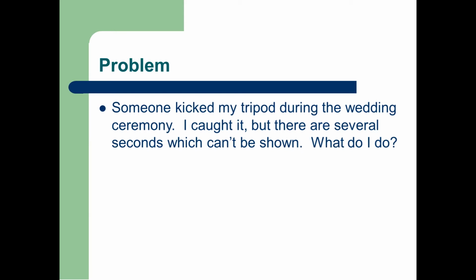So you want to always shoot something called B-roll, which is extra footage. It could be of guests, it could be church details, etc. So get some close-ups of the bride and groom before or after the ceremony, and go ahead and insert those where the motion of the tripod falling over would be.